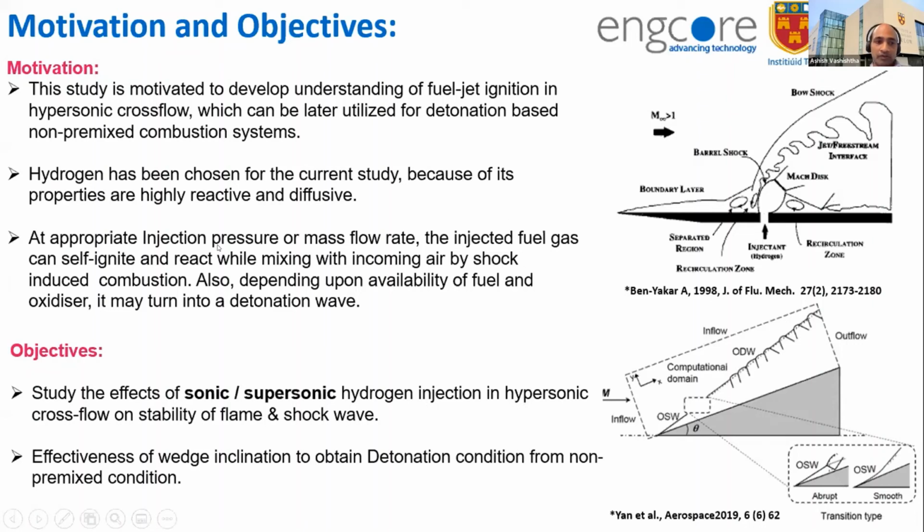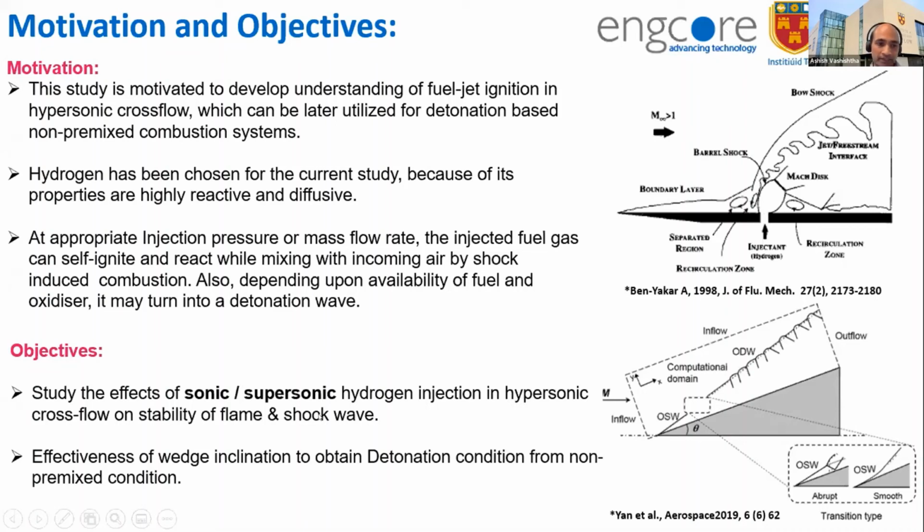So here hydrogen was chosen because of its properties. As I said, because of the shock wave, the hydrogen can self-ignite, and depending on the availability of the fuel-air mixture and other parameters, it can turn into a detonation wave. There is another concept of an inclined wedge, which can generate an oblique detonation wave. Initially it will be a shock wave, then it will ignite the hydrogen-air mixture, and then it can turn into a detonation wave for a premixed incoming flow.